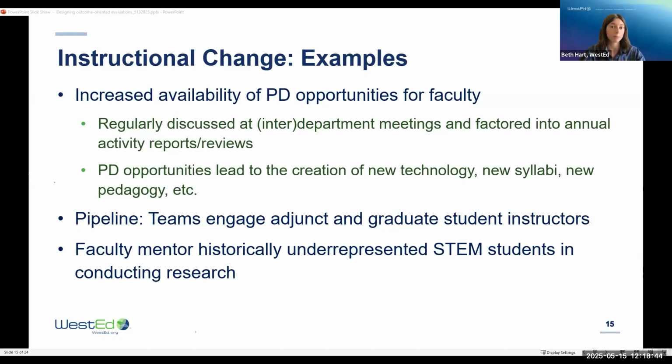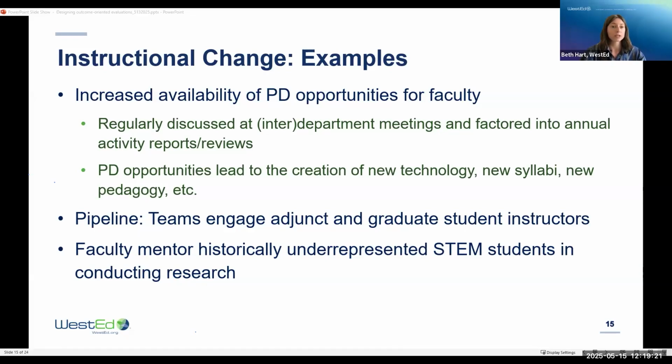The second point could be around the pipeline. Another type of instructional change you might think about tracking is whether you're engaging adjunct instructors and graduate student instructors in innovative teaching practices. And then finally, we have mentorship. So the extent to which students who are historically underrepresented in STEM are able to conduct perhaps research. Perhaps they have a work-based learning opportunity, a new research opportunity within the classroom as a result of your work under your grant. So that is instructional change.